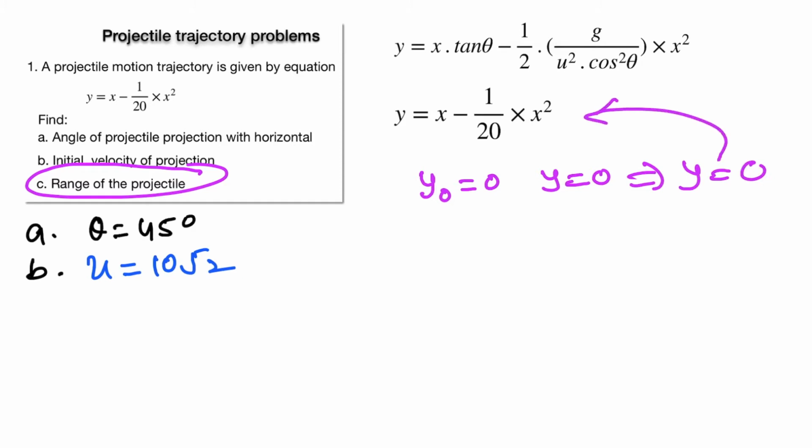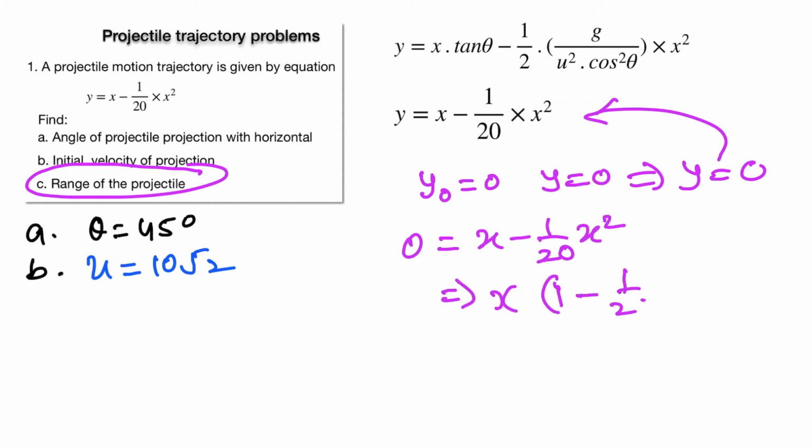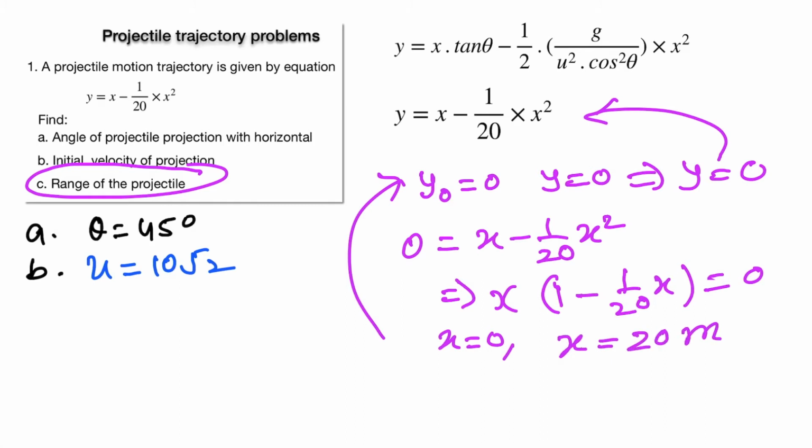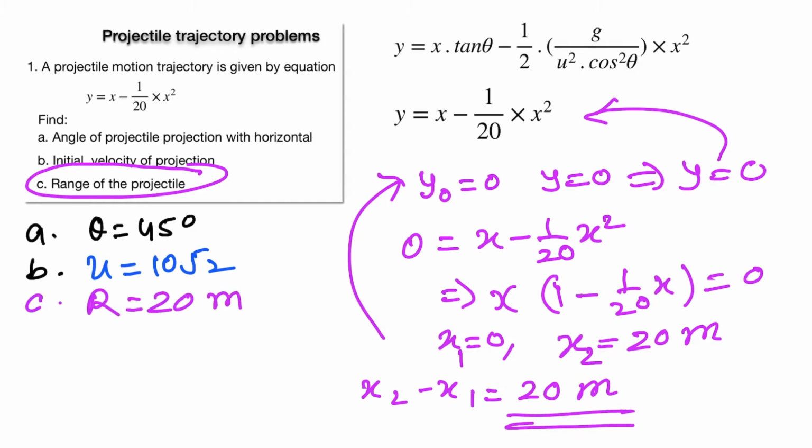If we put this value in the equation of the projectile, we will get the two values of x corresponding to y equal to 0. So x minus 1 by 20 x square, this will be x times (1 minus 1 by 20 x) equal to 0. So there are two values of x here: x equal to 0, which is the starting point, and another x value equal to 20 meter. If I take this as x1 and this as x2, then x2 minus x1 is equal to 20 meter. So the range of the projectile is equal to 20 meter.